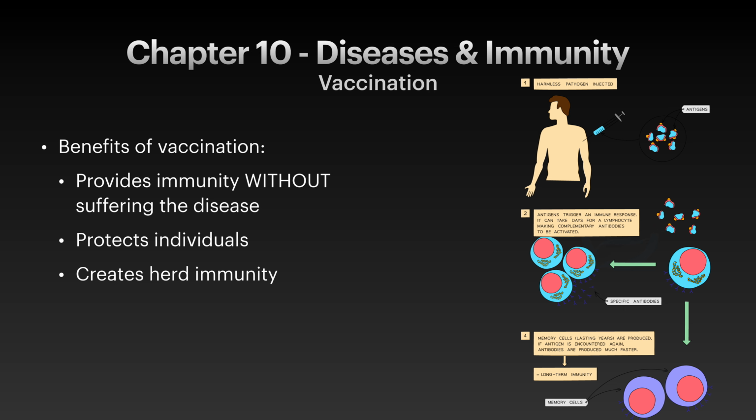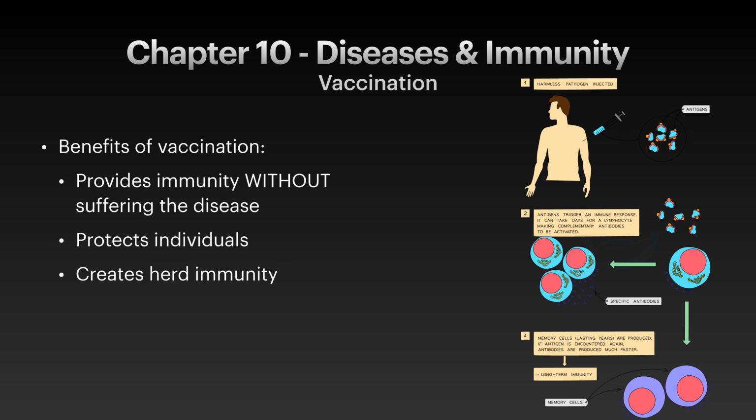The second way is through vaccination, also known as artificial active immunity. How do vaccines work? A vaccine contains a harmless form of a pathogen. This could be dead pathogens, weakened live pathogens, or parts of pathogens like just the antigens, or toxins which are made harmless. When vaccinated, the harmless pathogen or antigen is injected.